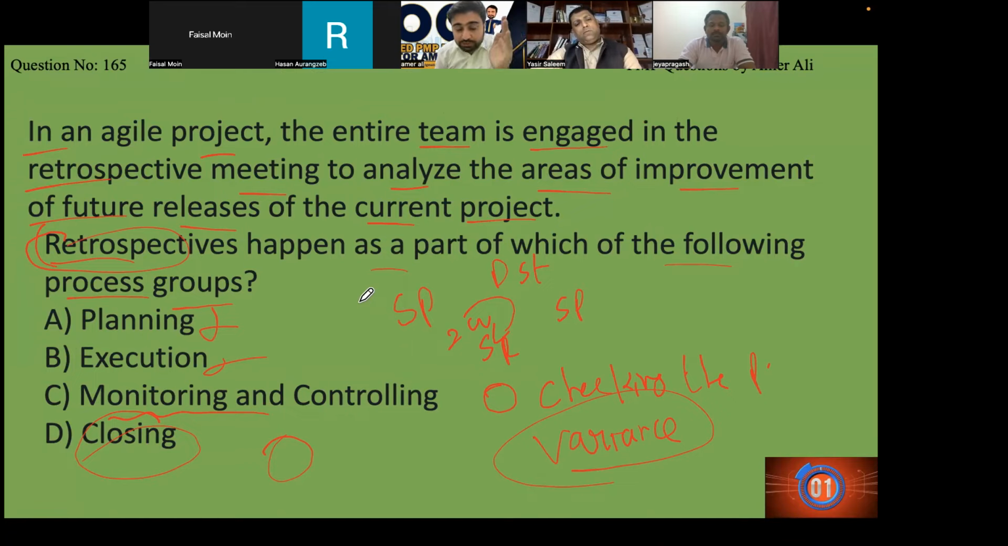Do we have process groups in Agile? No. Have you ever heard of process groups in Agile? No, we don't have process groups in Agile. We have them in predictive. Now what we are doing is trying to map predictive versus Agile. So in predictive, we are doing initiation, planning, execution, and from there we are trying to map which activities happen in which way.